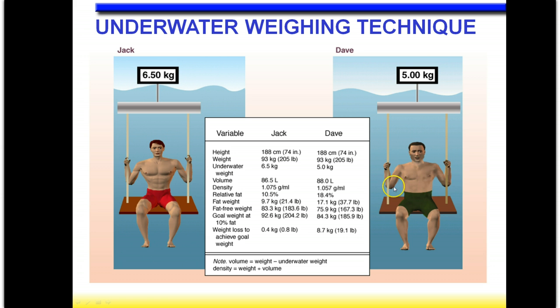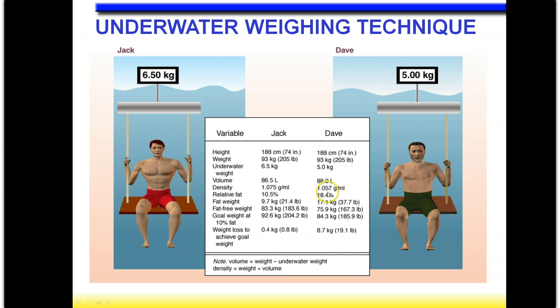His buddy Dave over here, Dave's not really fat, but he's a little soft around the middle, right? Not as buff as Jack. He weighs only 5 kilograms under the water. Now, outside the water, these guys both weigh the same, right? But Dave weighs less under water because he floats more because his fat floats, all right? So that also means that he has a greater volume, right? He's bigger. He weighs 205 pounds, but he's bigger. He takes up more space, has more body volume than Jack, who's all buff, right? Because a pound of fat takes up more space than a pound of muscle, right? So he is not as dense.